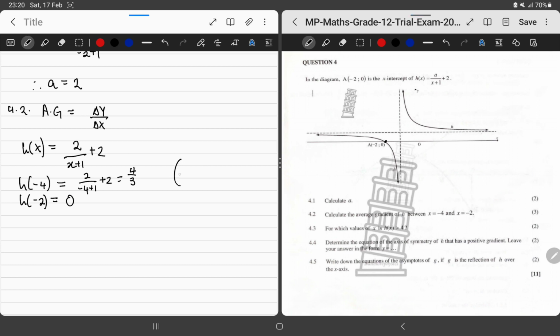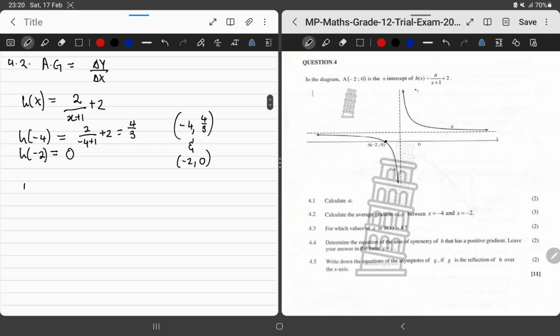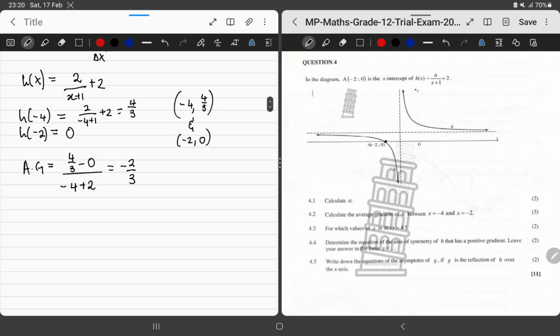The coordinates that I will have will be (-4; 4/3) and (-2; 0). The average gradient should be equal to the change in y over the change in x. It will be 4 over 3 minus 0, and then -4 minus -2, which will give me a plus 2. This should be 4 over 3 over -4 plus 2. It gives me -2 over 3.